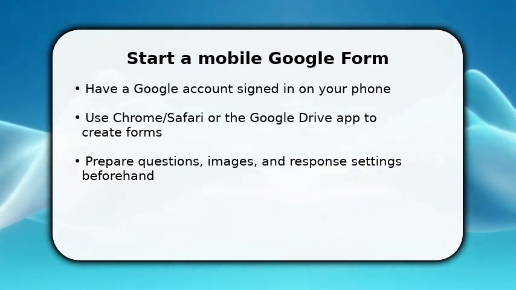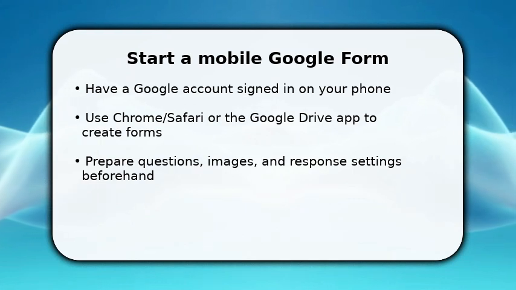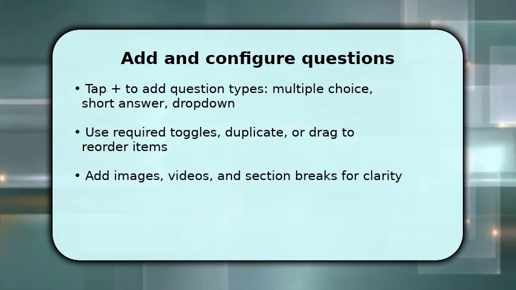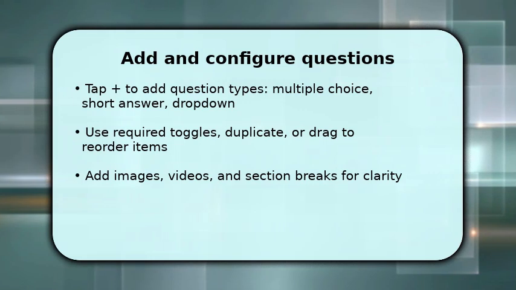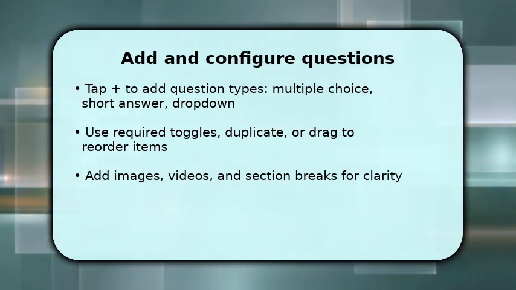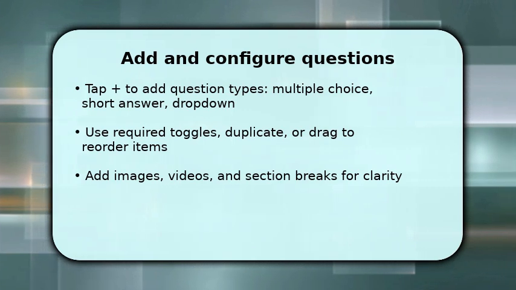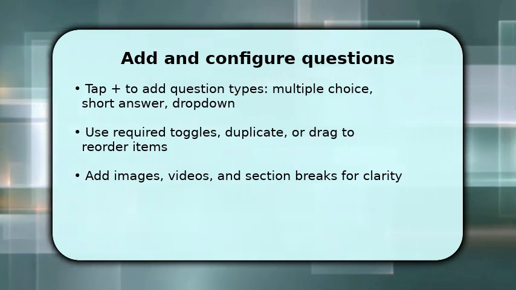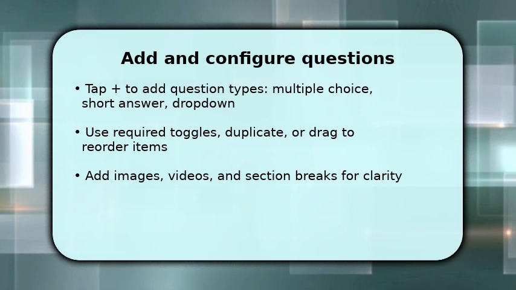Now you'll add questions and configure each one. Tap the plus icon to insert types like multiple choice, short answer, or drop-down. As you add items, use the required switch for must-answer fields, tap the three-dot menu to duplicate or delete, and drag questions to reorder the flow.